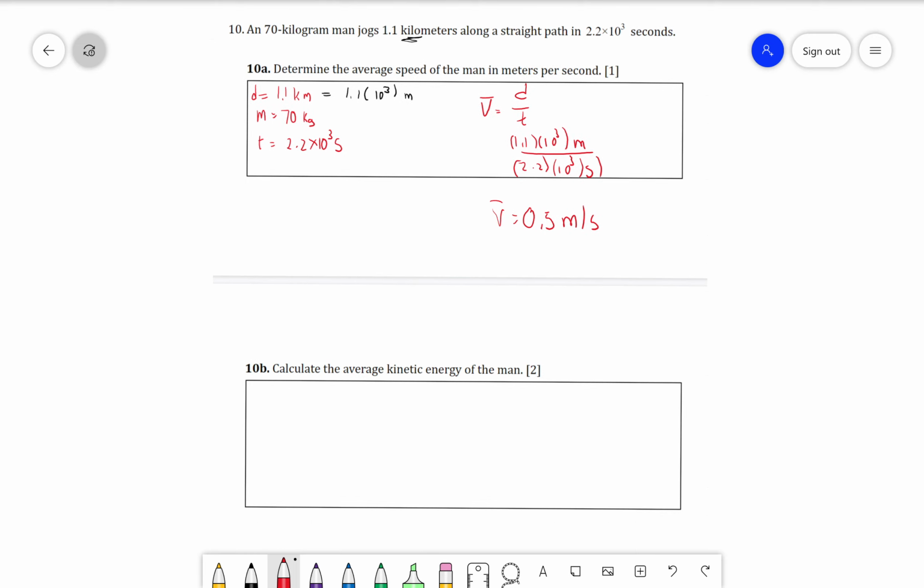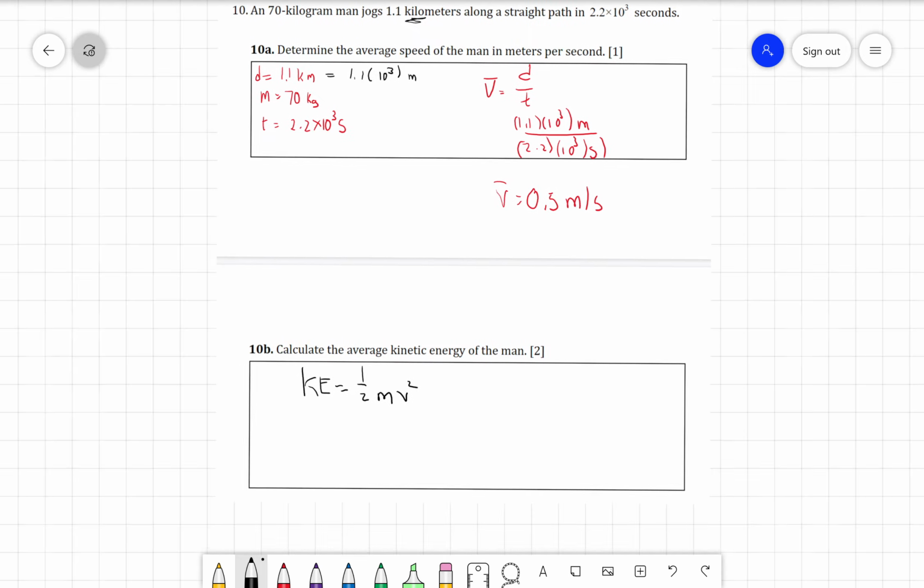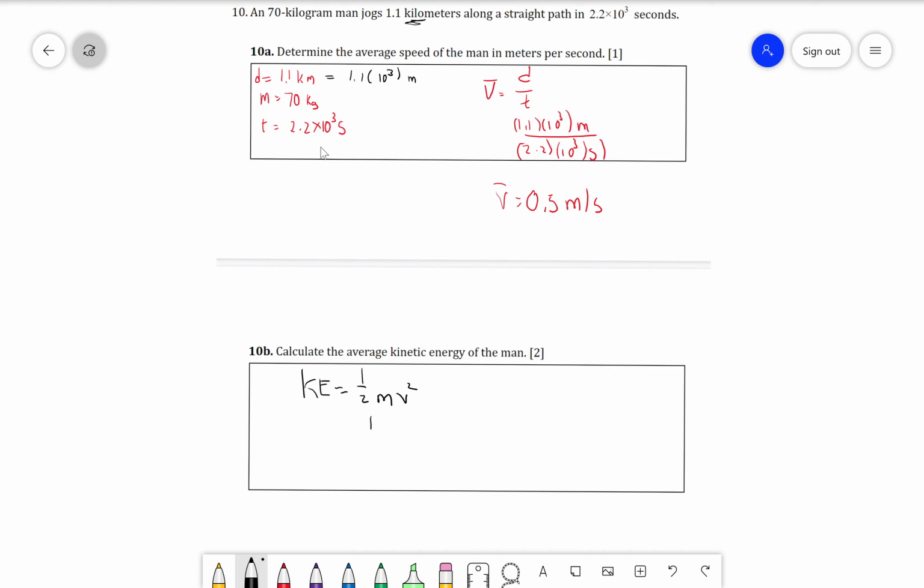And that says calculate the average kinetic energy of the man. Kinetic energy is equal to 1/2 mass times velocity squared. That's from your reference table. Then let's just plug everything in. 1/2 times 70 kilogram mass times 0.5 meters per second squared.